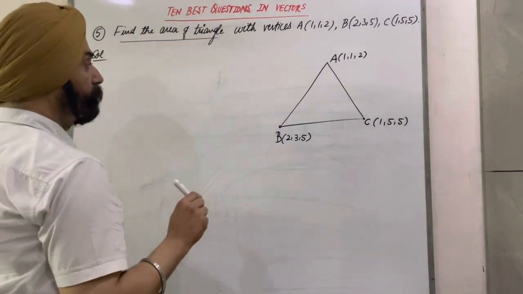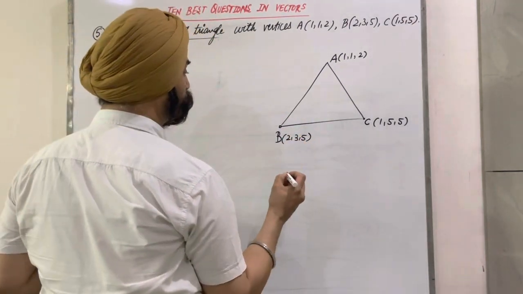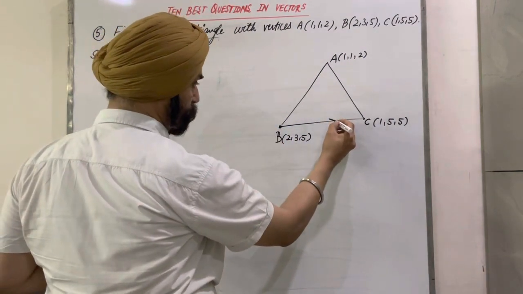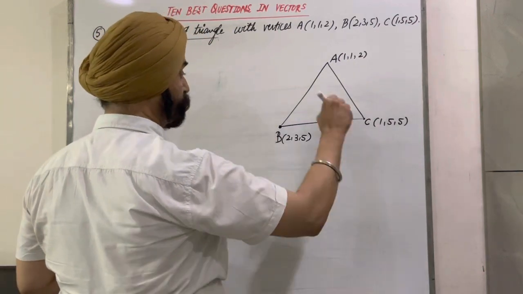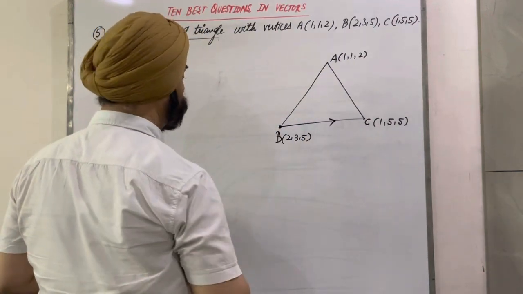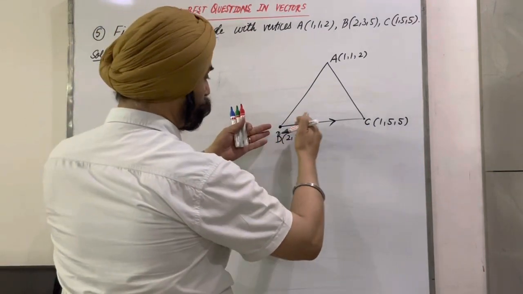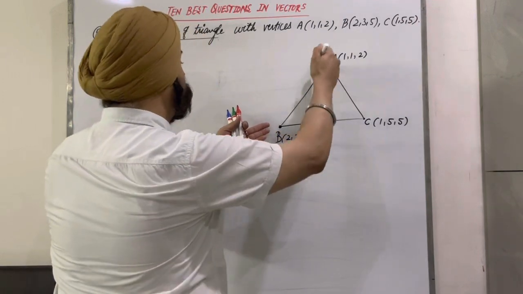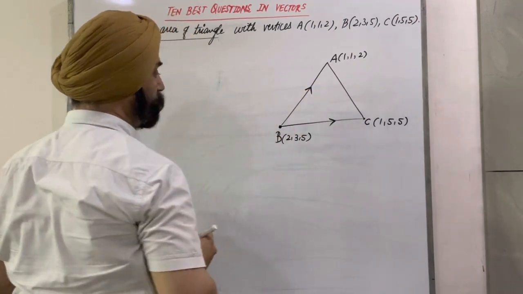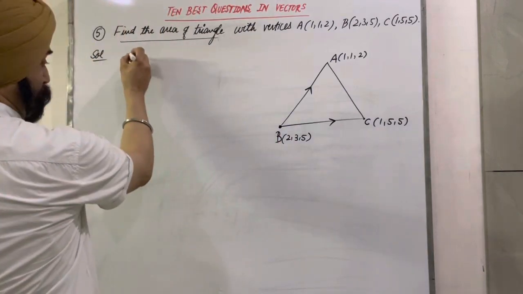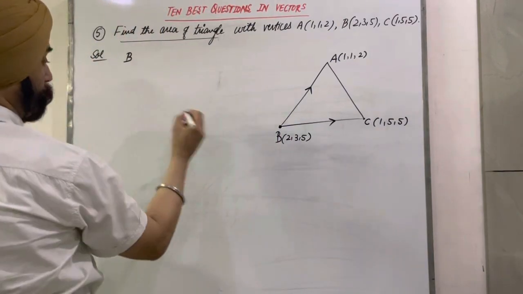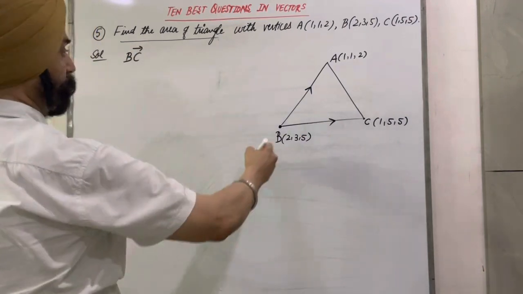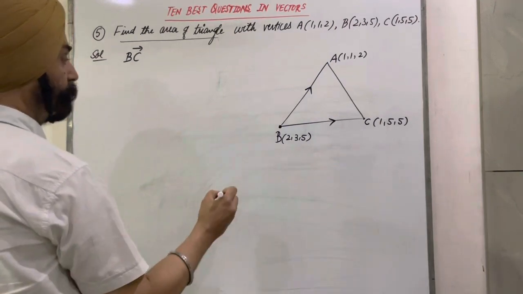Now, in vectors, what we are supposed to do, we can pick any one of the points and generate vectors from this point pointing towards the remaining 2 points. Like suppose if I pick point B, so from B I have to write a vector which is pointing towards C, and from B again I have to write a vector which is pointing towards the other point which is A. That means initially what I need is vector BC and vector BA.